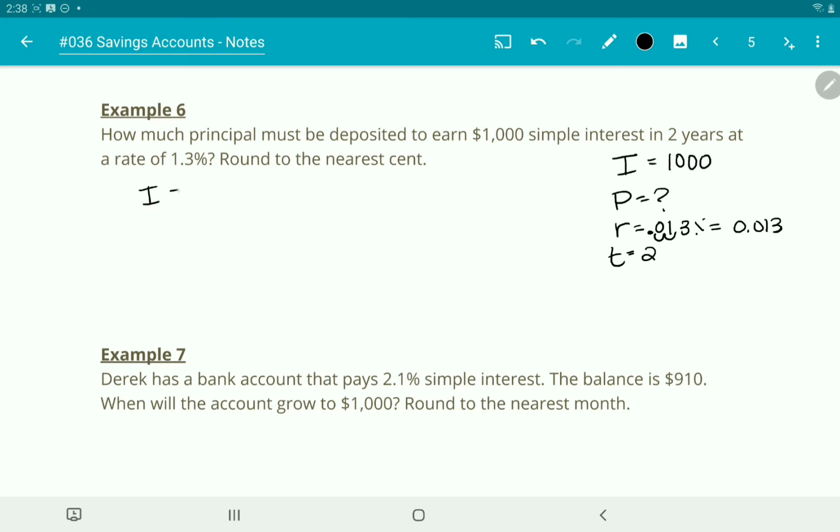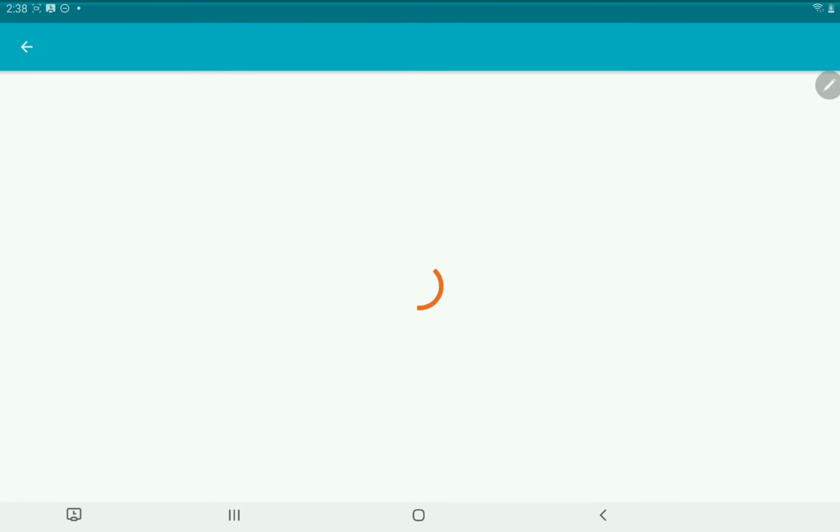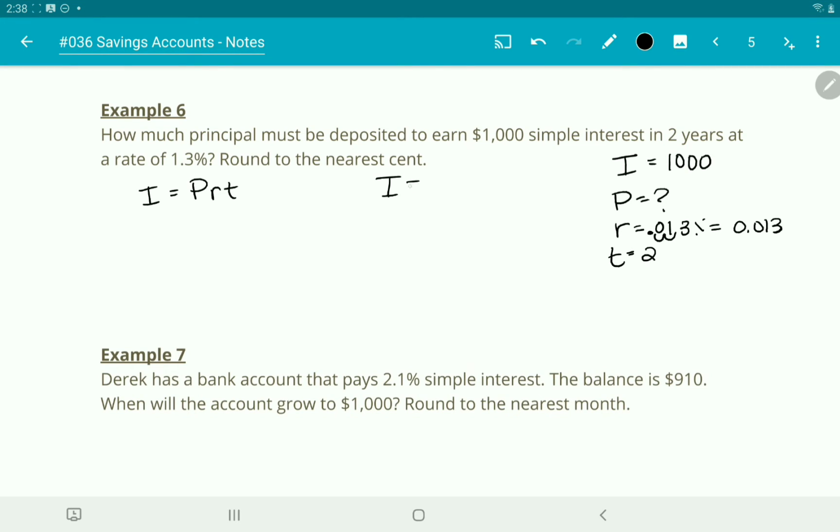And again, I is equal to PRT. Now you have an option here. I'm going to show you how to do it one way, and then I'm going to show you how to do it another way. So if we have I equals PRT, the first way to do it would be to solve for P first. So we're looking for P. It's being multiplied by R and T, so we can divide by R and T. That would cancel those out, giving us that P is equal to I divided by RT.